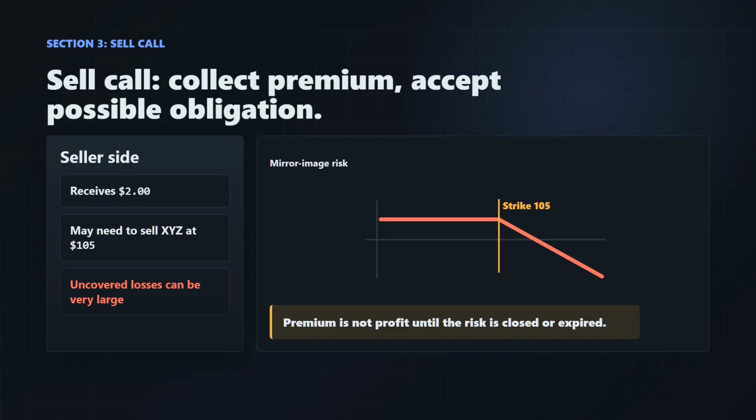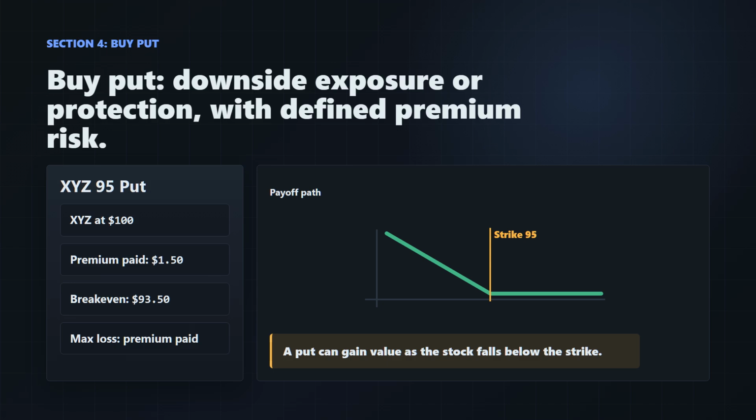If XYZ crashes to 70, being obligated to buy at 95 is not a tiny problem. The premium helps, but it does not erase the risk. At expiration, if XYZ stays above 95, the put may expire worthless, and the seller keeps the premium. If XYZ falls below the break-even of 93.50, the seller starts losing money overall.